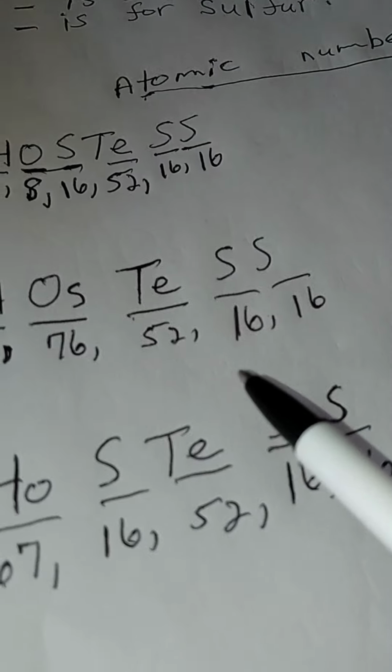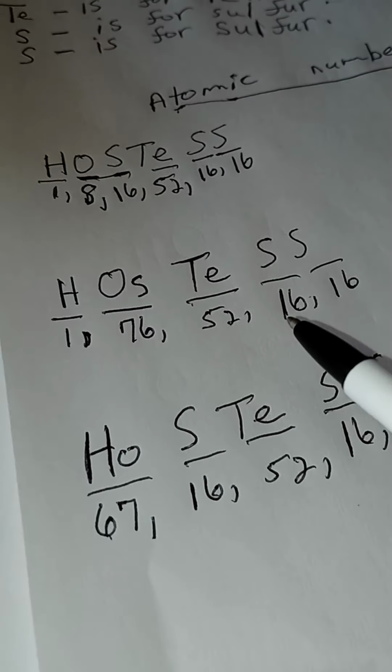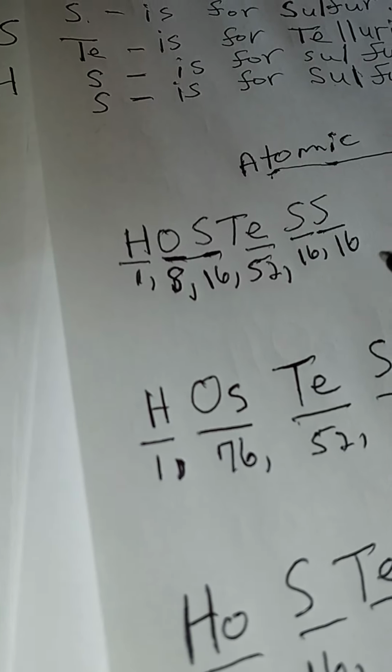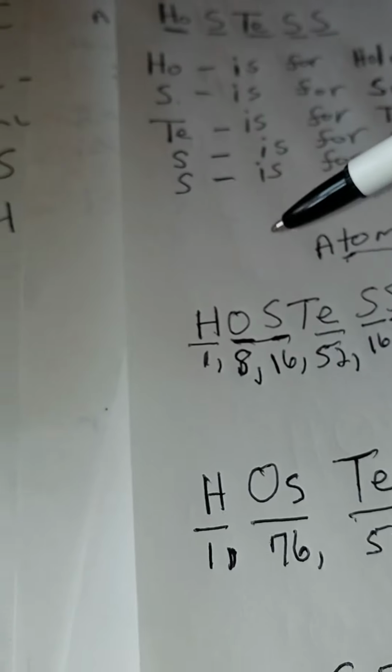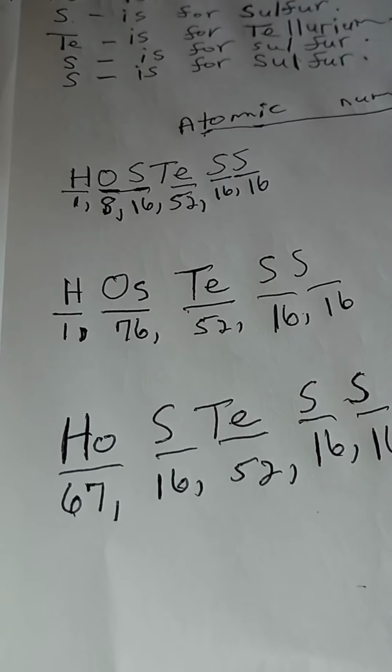But 52, 16, 16 stays the same. 52, 16, 16, 52, 16, 16, all stays the same. So if you can remember this, you're in good shape. You just got to pick which of the three ways you want to remember Hostess in the beginning. This way, or this way. All right. Okay, so Hostess. Let me see if I can get the box back.